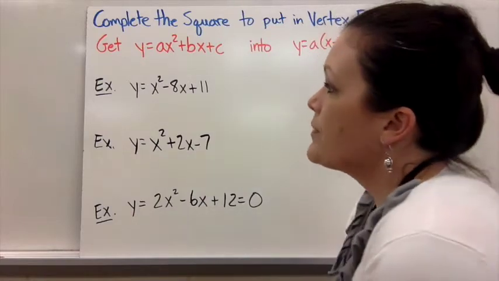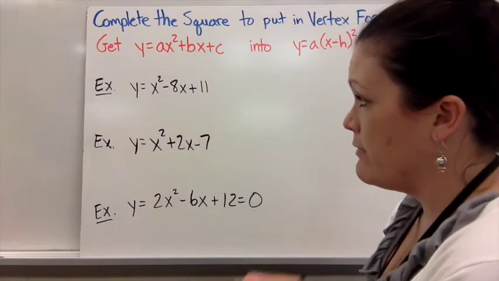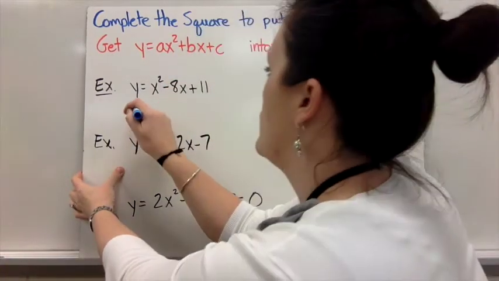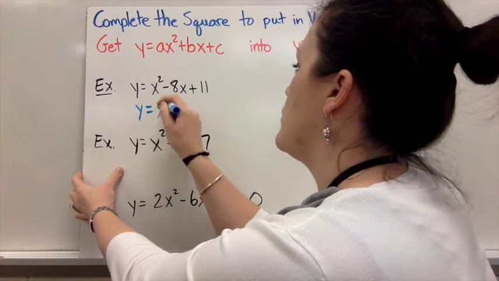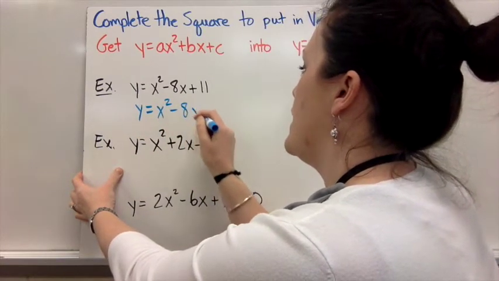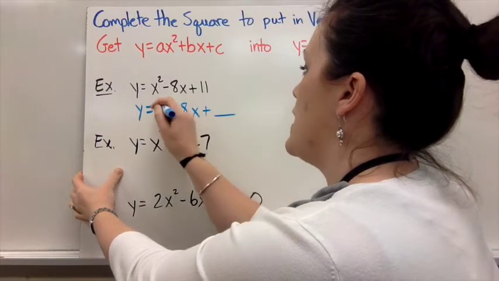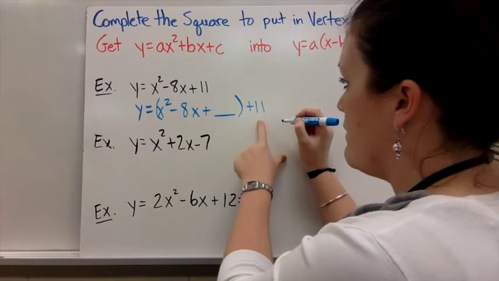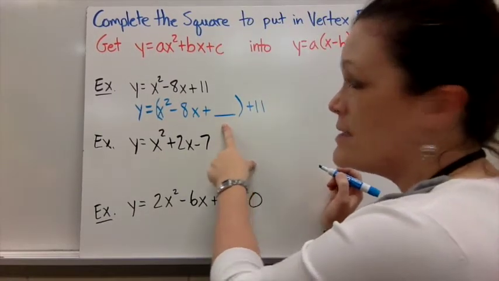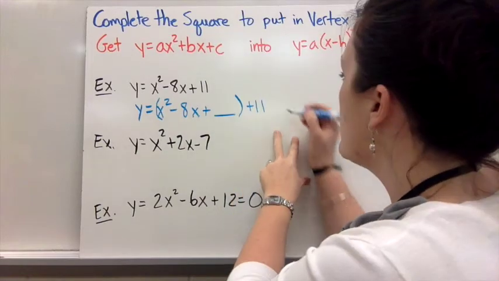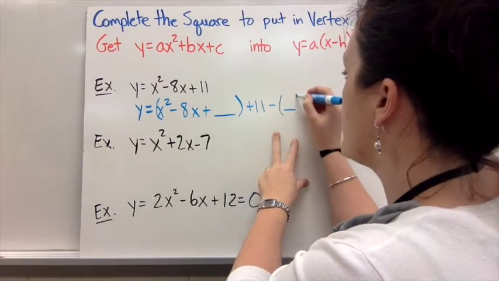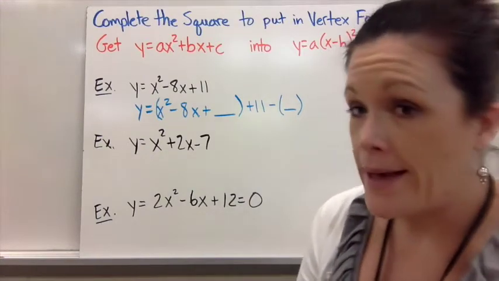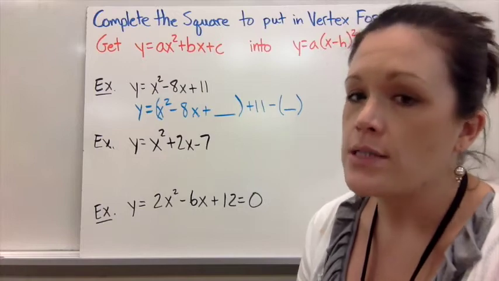So for example 1, I have y equals x squared minus 8x plus 11. So for the first step, we're going to write y equals x squared minus 8x plus the blank, like we use when we're solving by completing the square. I still have 11. I'm going to add this c value that we find when we complete the square, and then I'm also going to subtract the same amount because you have to keep an equation equal. So I can't just add something, but I can add it and subtract it. That's equal to what I started with.